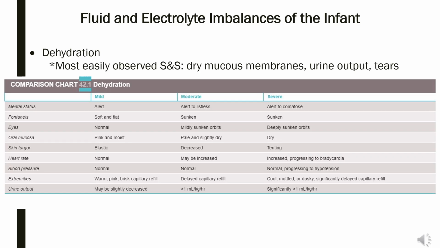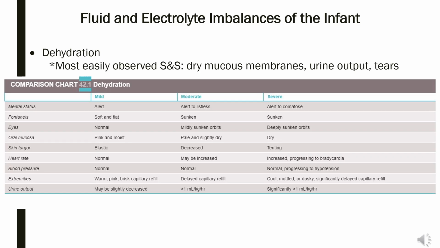Perfusion to the extremities will also change. In mild dehydration, the hands and feet appear pink and feel warm with brisk capillary refill. It will be delayed in moderate dehydration, while in severe dehydration, the extremities will become cool, mottled, or dusky with significantly delayed capillary refill. Urine output follows this pattern also. There will be a slight decrease in mild dehydration, dropping below 1 milliliter per kilogram per hour in moderate dehydration and becoming significantly less than that in severe dehydration.